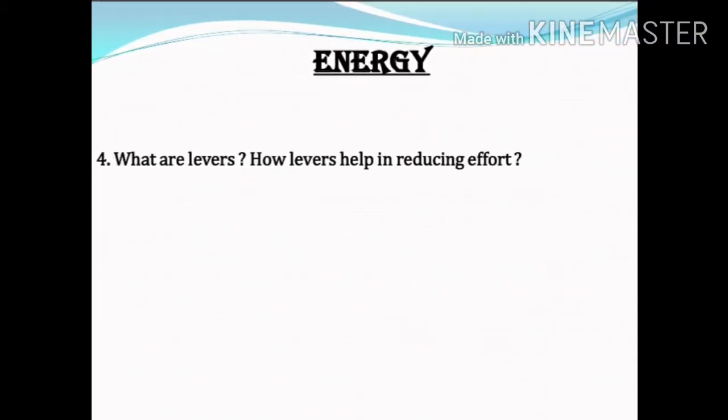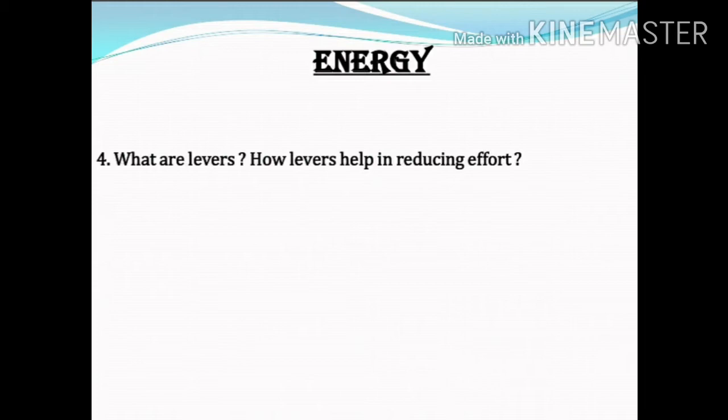Question number 4. What are levers? And second part of the question, how levers help in reducing effort? Answer. Lever is a rigid rod which is free to move about a fixed point called the fulcrum. The object required to be lifted is called load. The force applied is called effort.